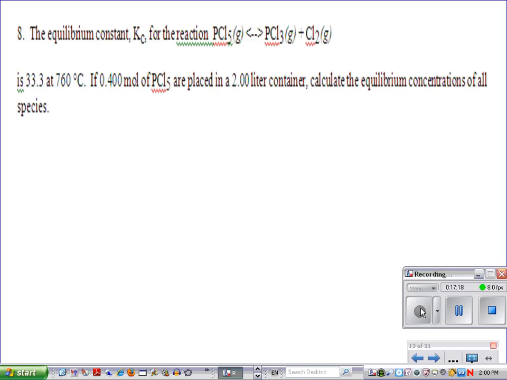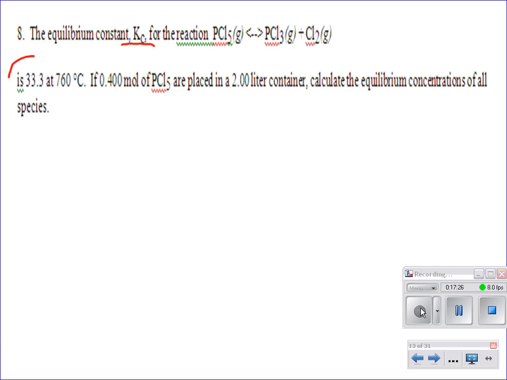Okay, this is a problem where we're actually going to be calculating all our equilibrium concentrations. This is a little bit different because if you look, they give us the Kc of the reaction. The Kc is 33.3. We want the equilibrium concentration. So what are we looking for in the RICE table? That E line. We're solving for all the things on the E line. So let's go ahead and set up.